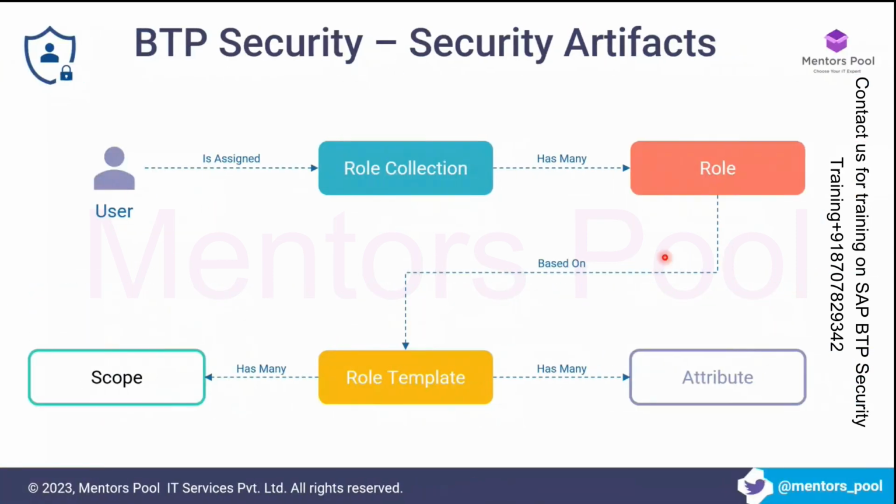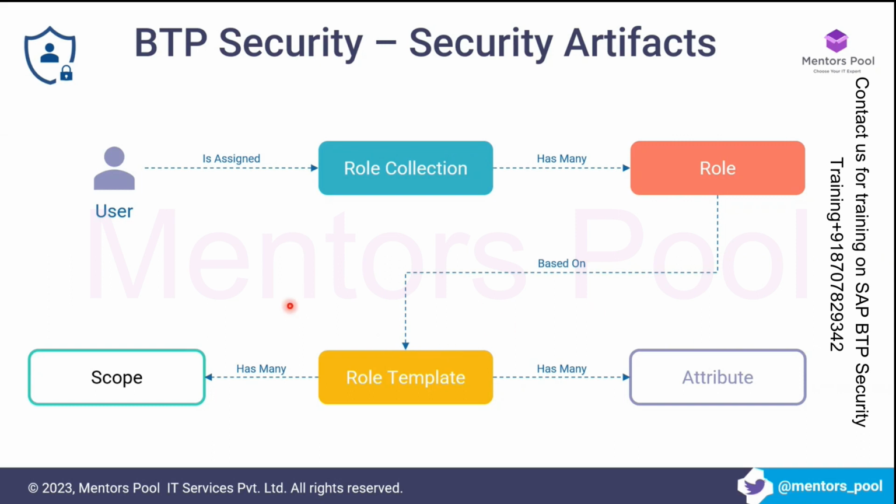The next thing that we saw was the structure of security artifacts on BTP. So in your application, you will take care of all these artifacts to make sure that proper authentication and authorization mechanisms are covered. So a user is assigned with a role collection. A role collection can have many roles, and a role is based on a template, right? And a template can have multiple scopes as well as multiple attributes.